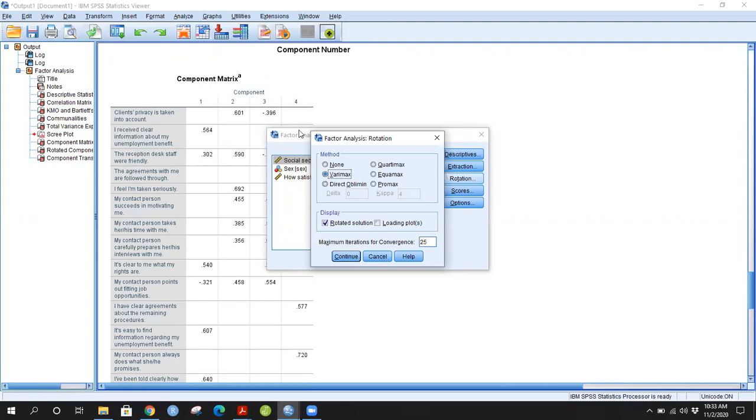This rotation method should be applicable only when you're retaining two or more factors. Now rotation can be done in two fashions. One is orthogonal and another is oblique. Orthogonal rotation means that you are assuming that all the factors which would be retained are independent of each other. That means there is no relationship whatsoever between these four factors retained. However, oblique rotation methods assume that the factors which you're retaining do correlate amongst them.